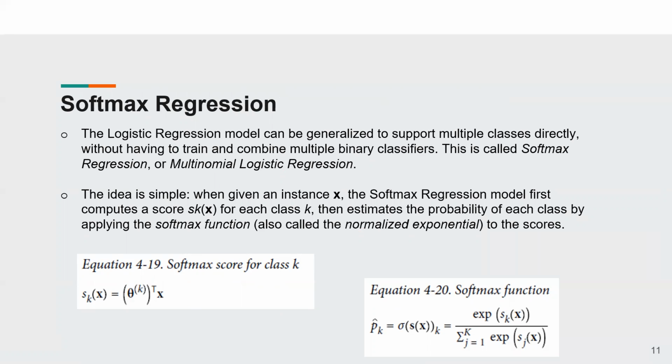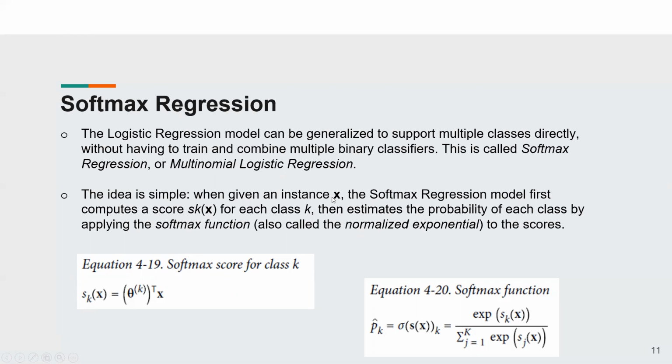Now let's move on to another extension of logistic regression. This one is called softmax regression. Often cases people also call it multinomial logistic regression. Essentially, it can be generalized to support multiple classes directly without having to train and combine multiple binary classifiers. So the idea is simple.